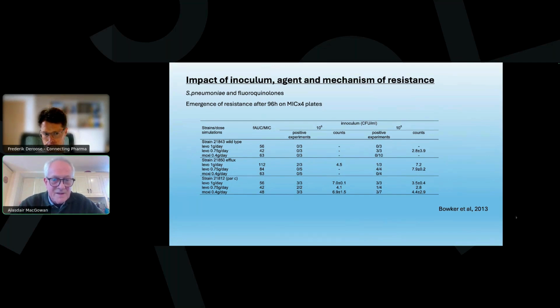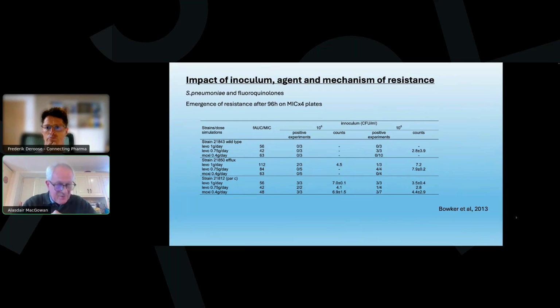The mechanism of resistance is important. So with the efflux strain, you are likely to get less further resistance, if you like, than with the PAR-C mutation, and this has been shown by other workers with quinolones and strep pneumoniae, and may be true in other situations as well.